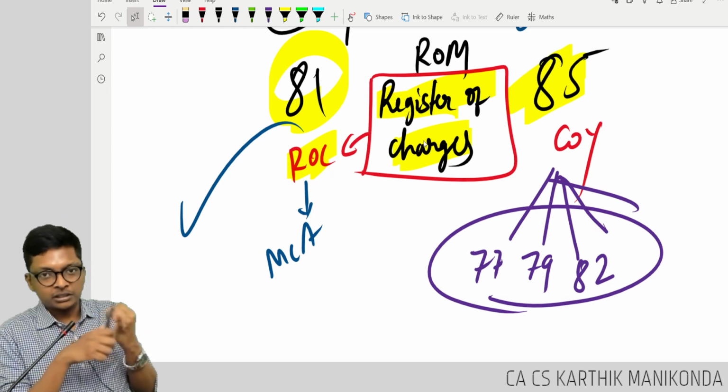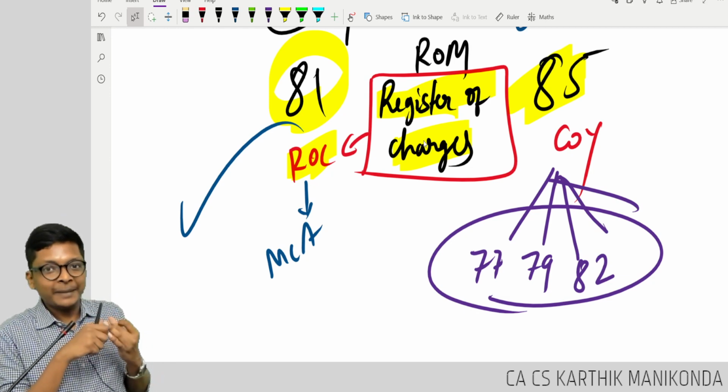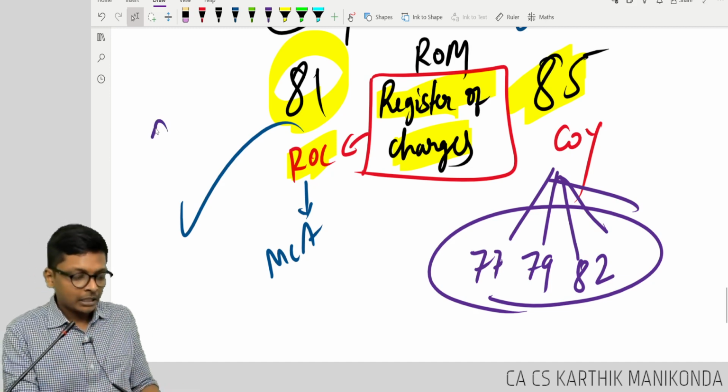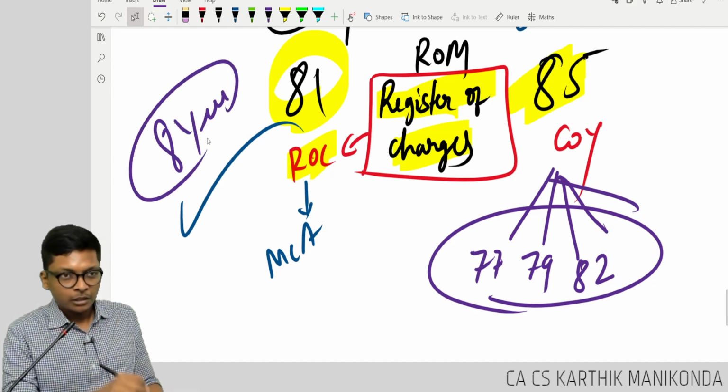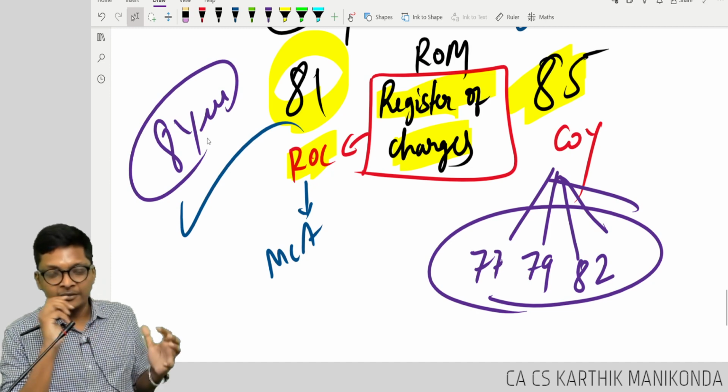But what is useful here? Everything, books of accounts, financial statements will be maintained for how many years? Remember, I kept telling 8 years. One thing I told will be maintained permanently.